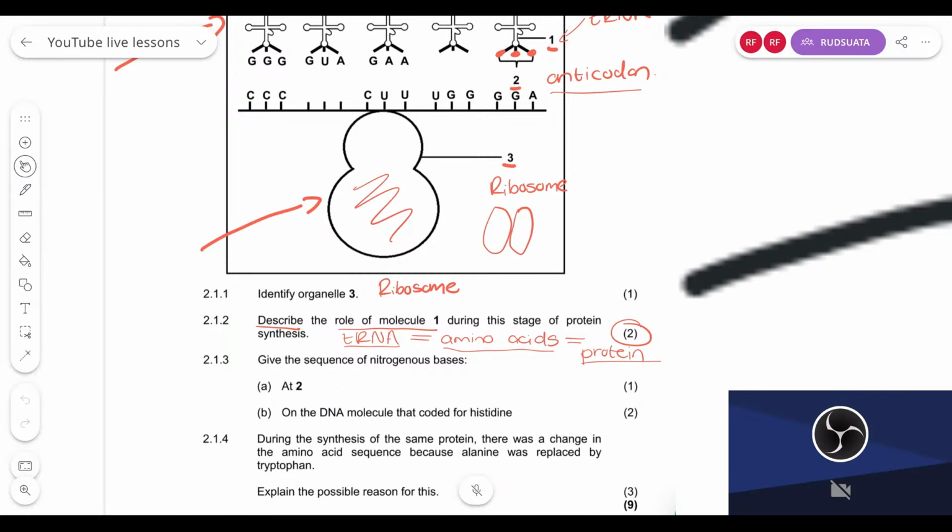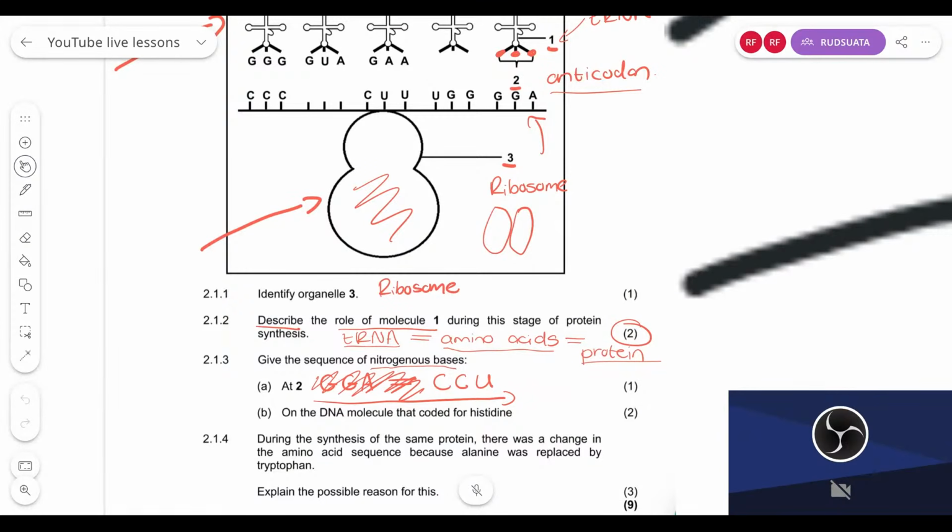It says, give the sequence of nitrogenous bases at 2. So if I look up here at 2, they've given me the codons. That means I've got G, G, A, but that's not the answer. You've got to work to the answer. The sequence I'm looking for is C, C, U. Let's remember there is no letter T, so it's only U's when we talk about RNA. If you want to do your answer like this, that's fine, but you don't have to show your working out. You can just write CCU.